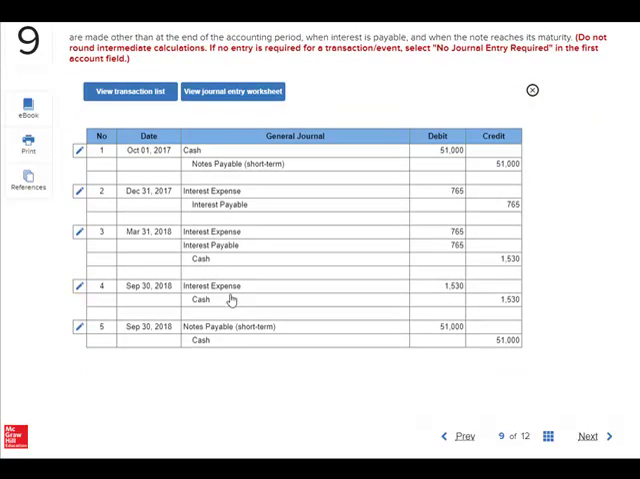Then on September 30th, we're making another semi-annual payment of interest. And so between April 1st and the end of September, that's 6 months. And so we're going to pay another 6 months worth of interest, and we're going to debit all of that to interest expense. Finally, on that same day, we're going to pay back the original amount borrowed, and so I'm debiting notes payable and crediting cash.